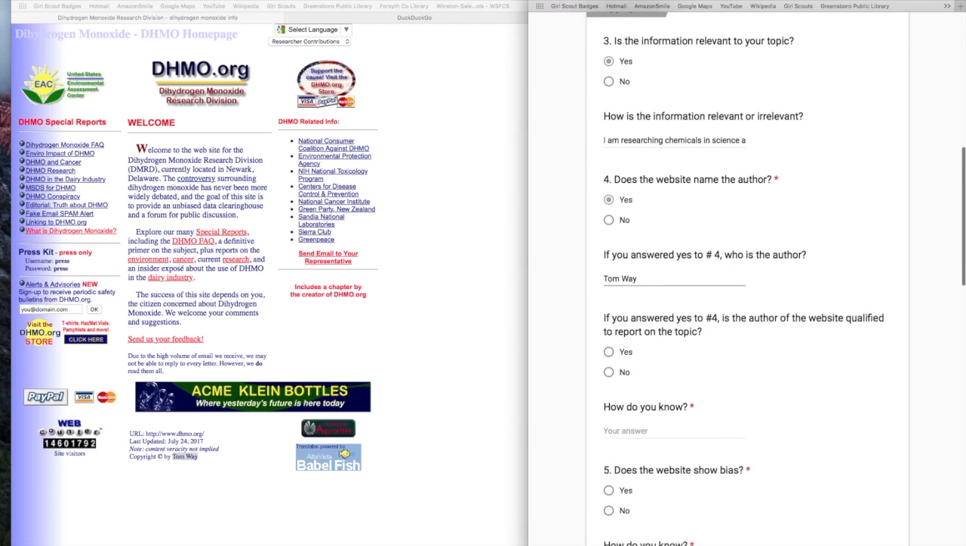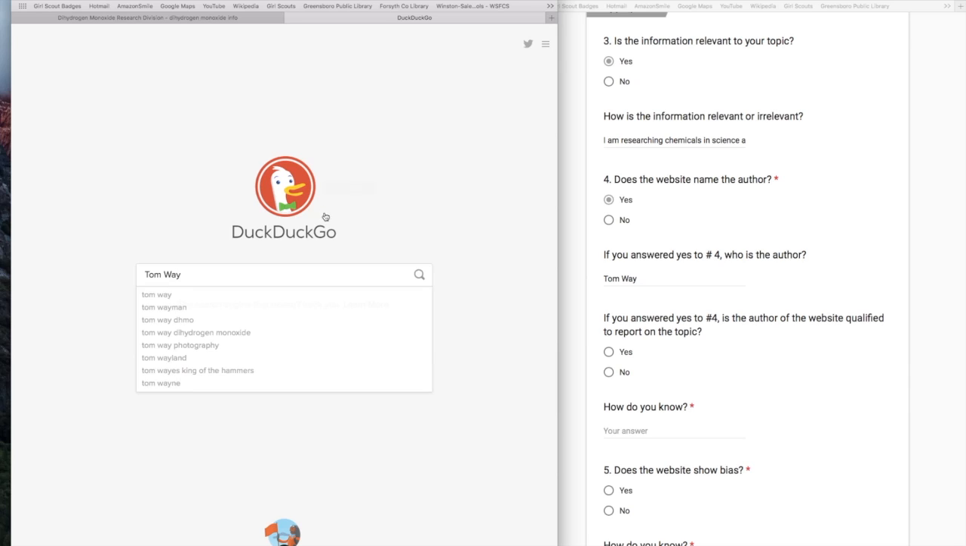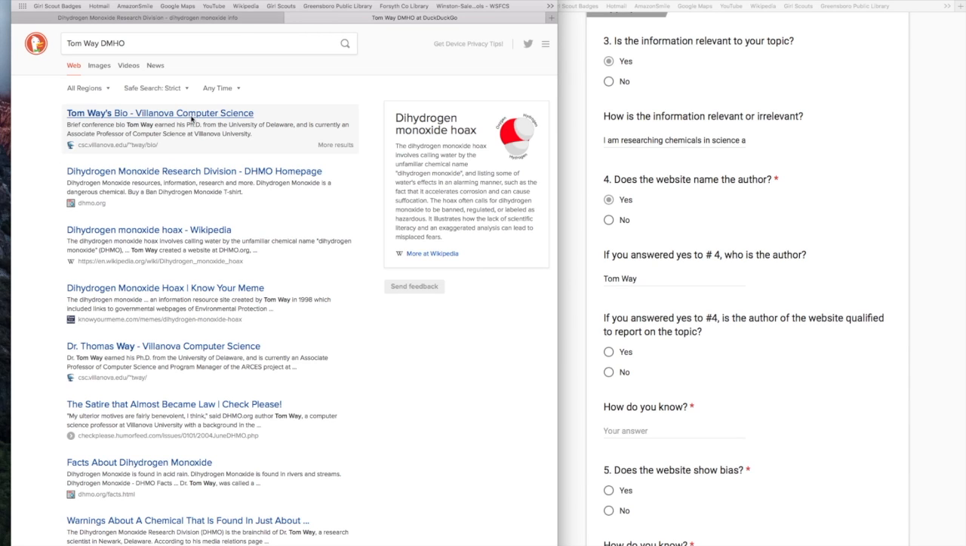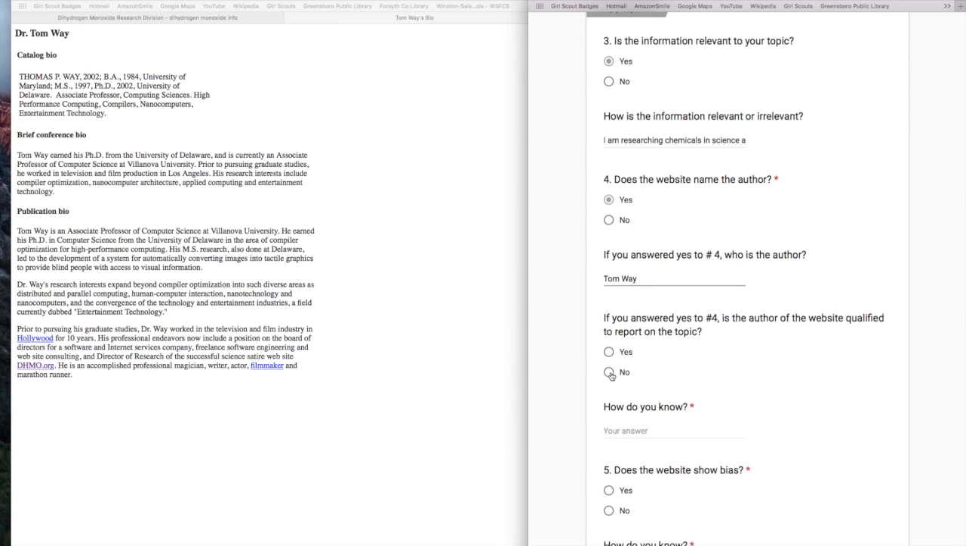Next, I had students look for the author. Students had to determine whether the author was qualified to speak on the subject. If the website didn't tell you, they were instructed to go online and look up the author. That's what we did here. And we found that Dr. Tom Way is a professor of computer science at Villanova University. So no, he's not necessarily qualified to talk about DHMO.